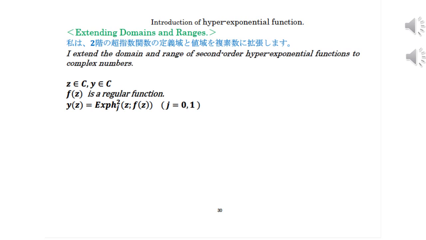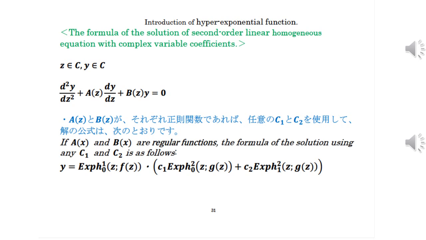Extending domains and ranges. I extend the domain and range of second-order hyper-exponential functions to complex numbers. The formula of the solution of second-order linear homogeneous equation with complex variable coefficients. If a(x) and b(x) are regular functions, the formula of the solution using any C1 and C2 is as follows.